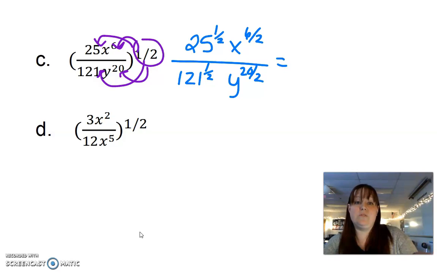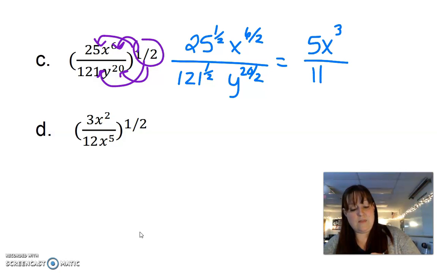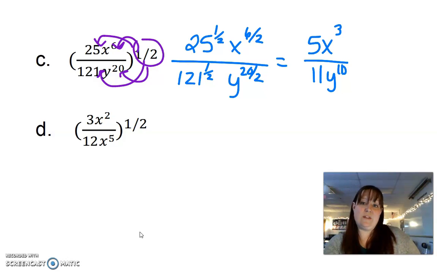What's the square root of 25? That's 5. x to the 6/2 is x to the 3rd. The square root of 121 is 11. And then y to the 20/2 is y to the 10th. And then we're asked to write this in radical form, but guess what? There are no radicals left, right? There's not a single fraction in the exponent, so there are no radicals. So this is our final answer.